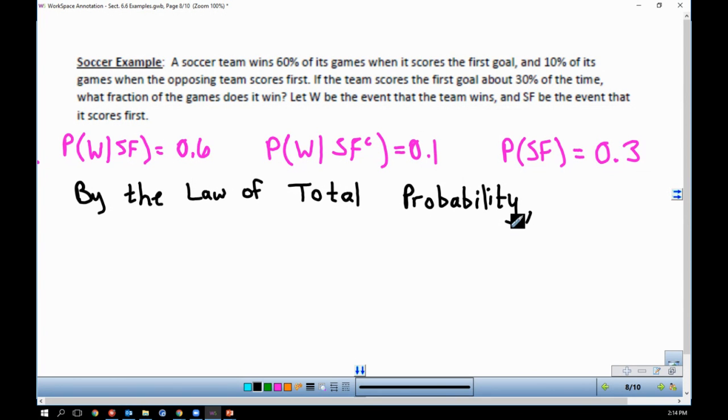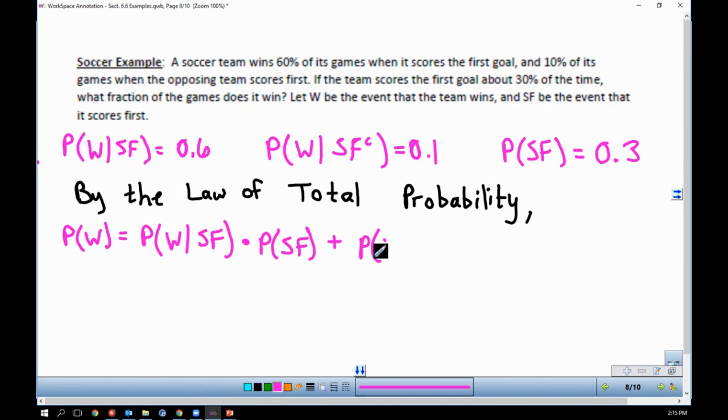By the law of total probability. This is how we're going to work the problem. So the probability that we win is equal to the probability of win, given we score first, times the probability that we score first, plus the probability that we win, given we do not score first, times the probability that we do not score first.